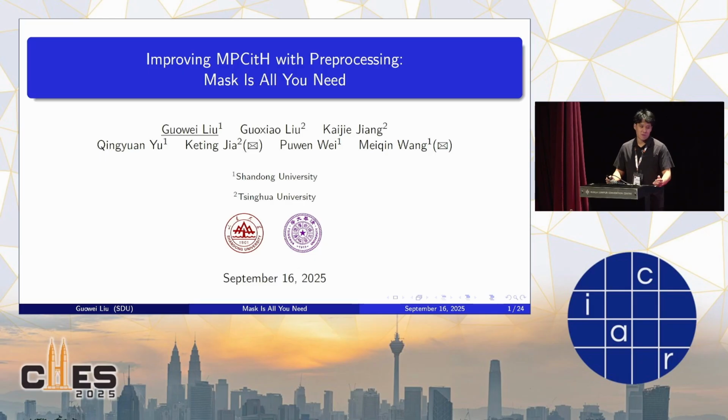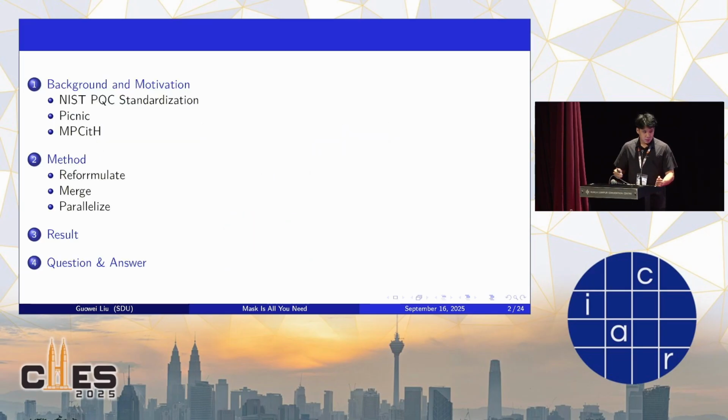Today I will present our work, Improving MPC in the Head with Pre-processing: Mask Is All You Need. Here is our plan: the background and motivation, a brief introduction to the NIST PQC standardization, Picnic, MPC in the Head, and the method in three steps: reformulate, merge, parallelize, followed by the results and a short conclusion.